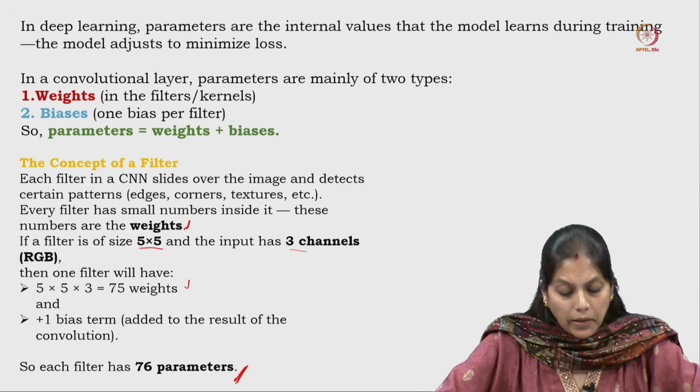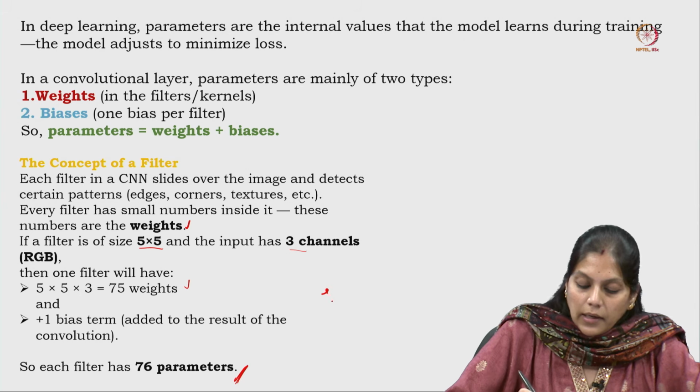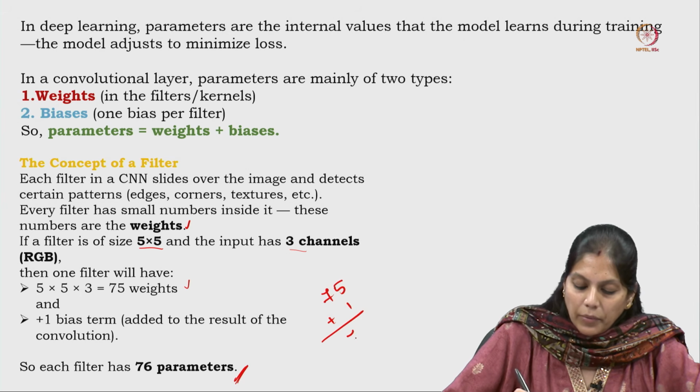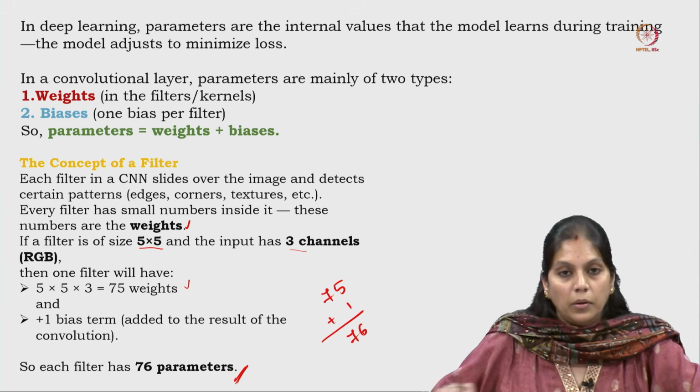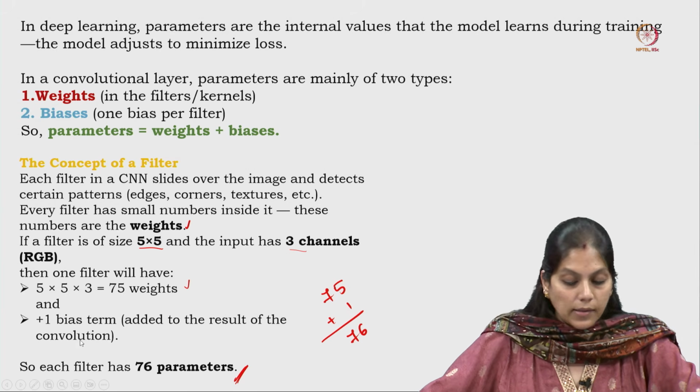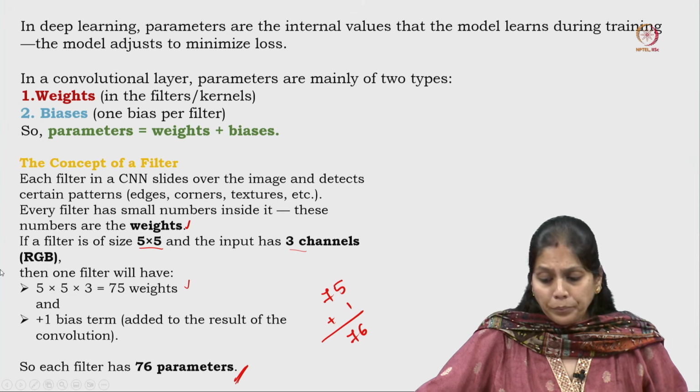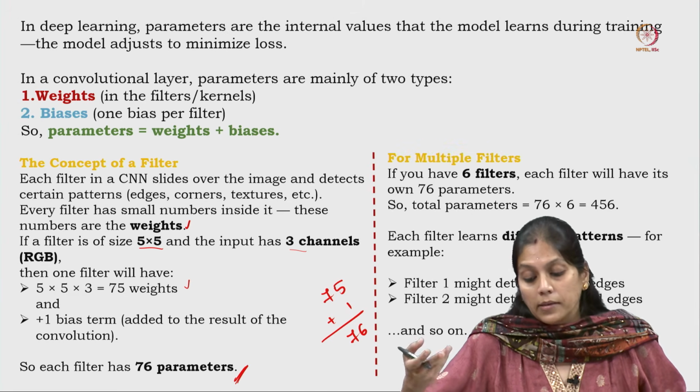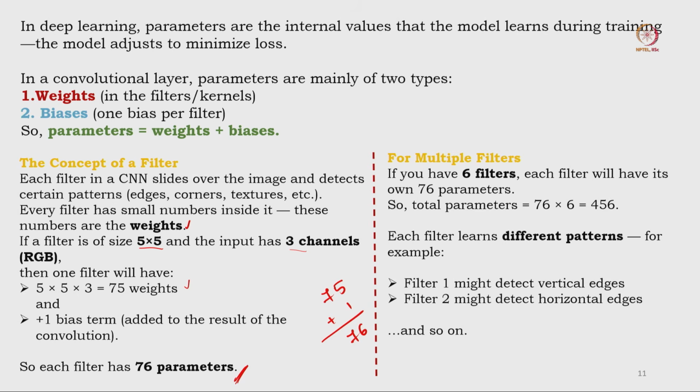How did we get 76? For a filter it is 75. For every filter there is a plus 1 term, that is the bias. So, the number of parameters is 76. Similarly, when you consider multiple filters, what you are seeing on the left side is for one filter. When there are multiple filters, it is multiplied by so many such filters. What we have shown, 76, is for one filter.